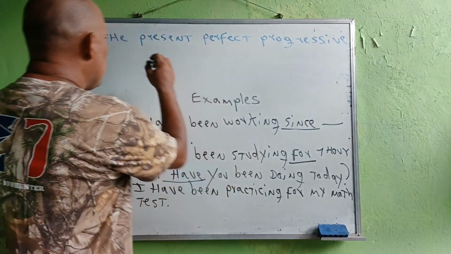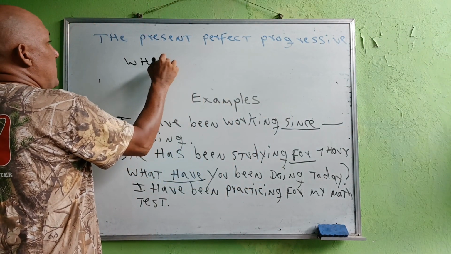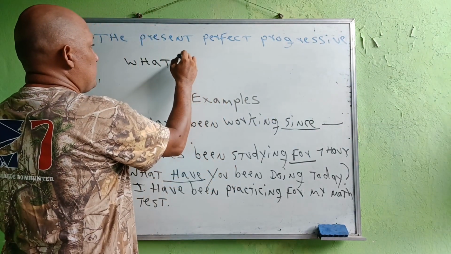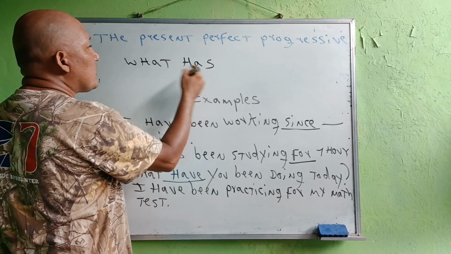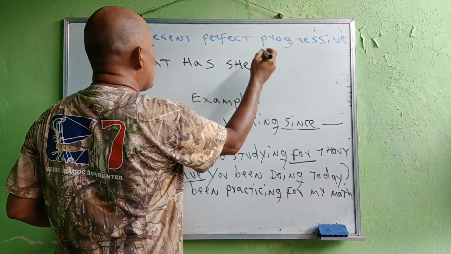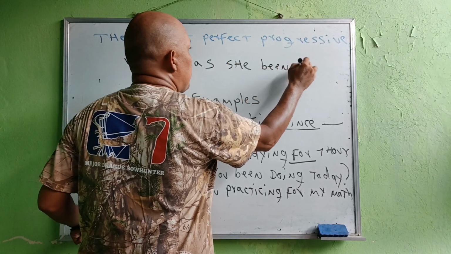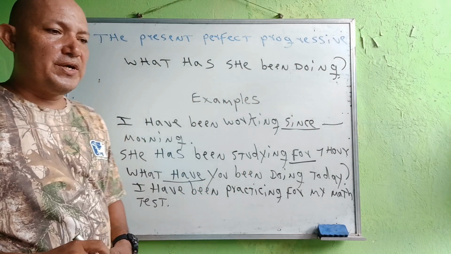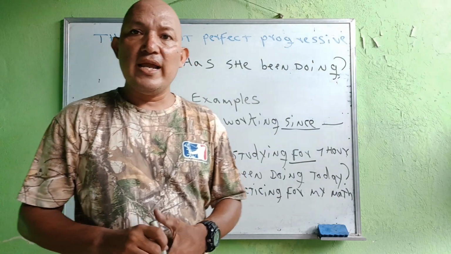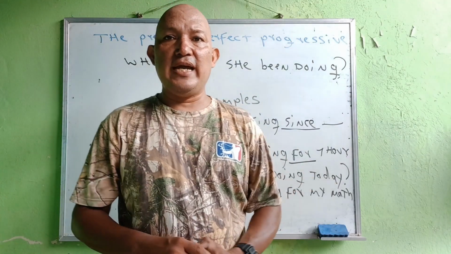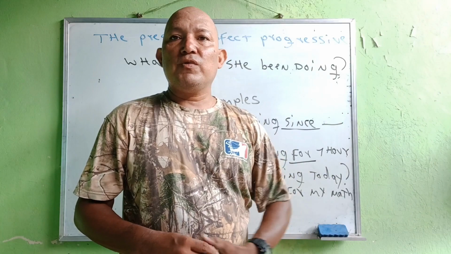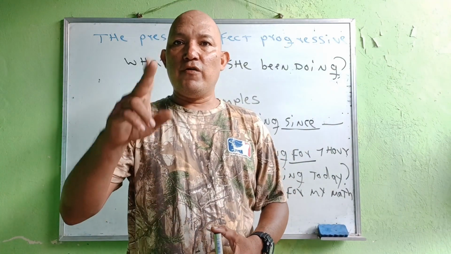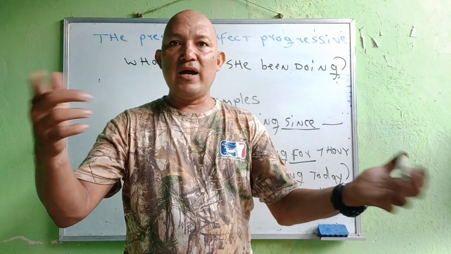For example, if you want to know about a girl or a woman, a lady, this is the correct question: What has she been doing? We are asking someone about a lady. What has she been doing? Let's suppose that girl was talking about how she has been learning French for 2 hours. This is the way we're going to answer.